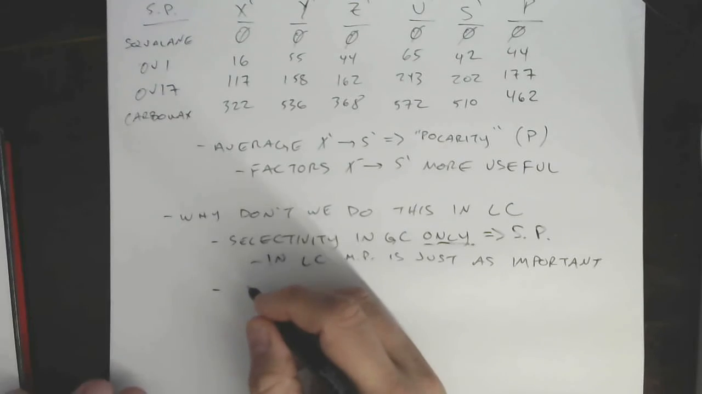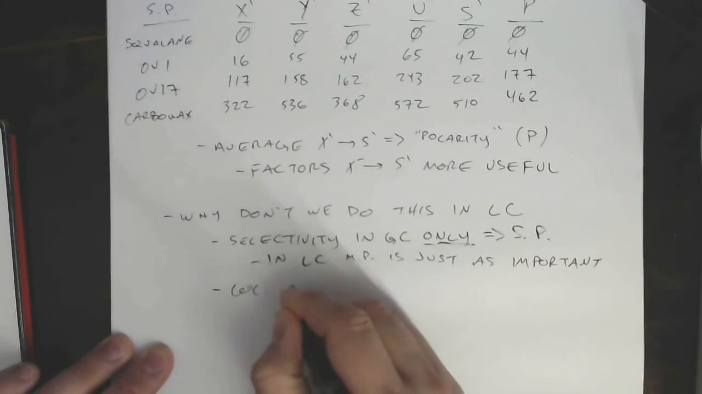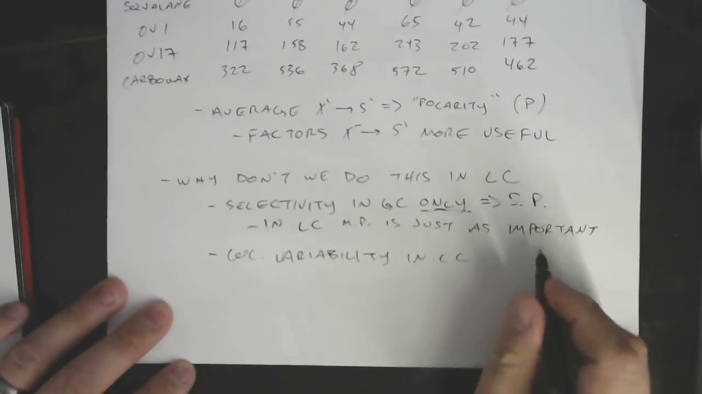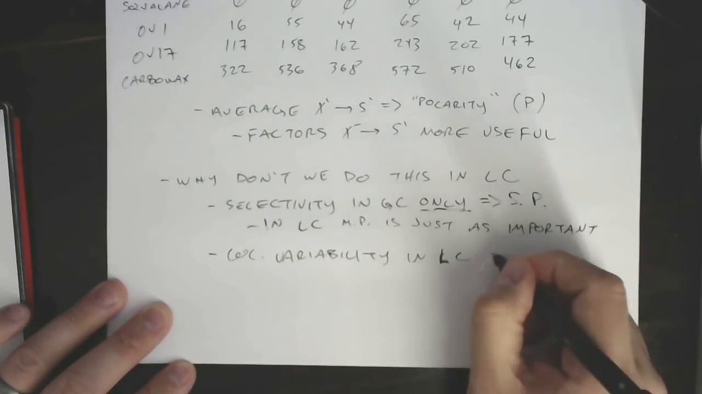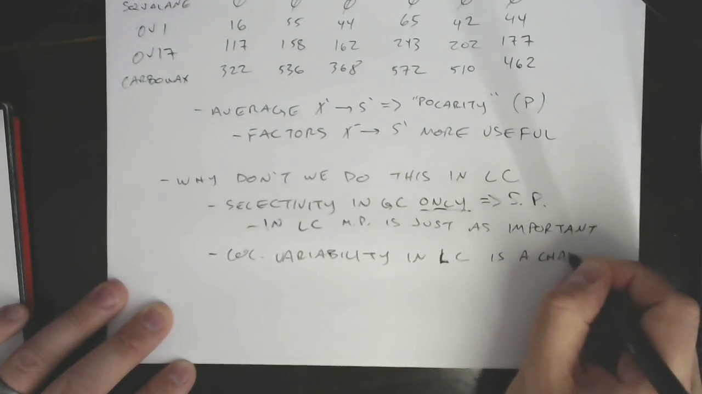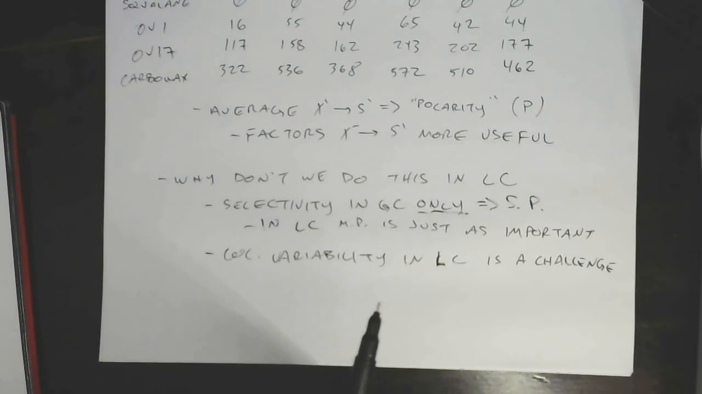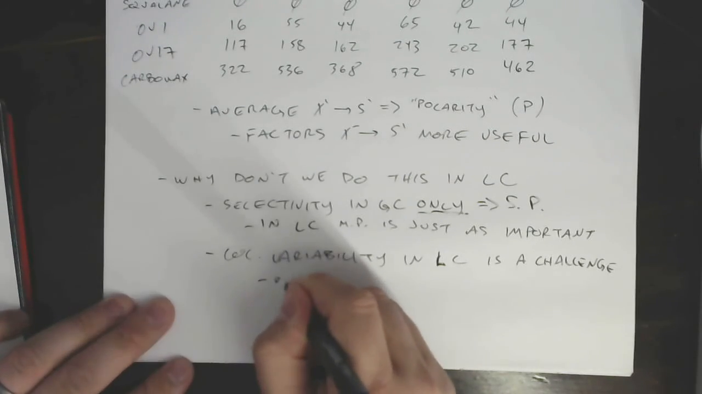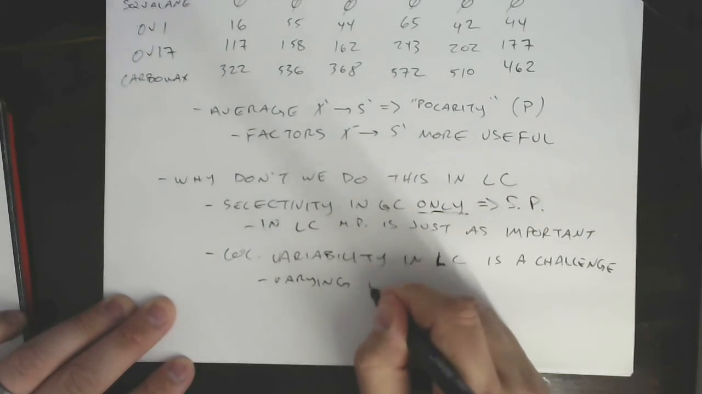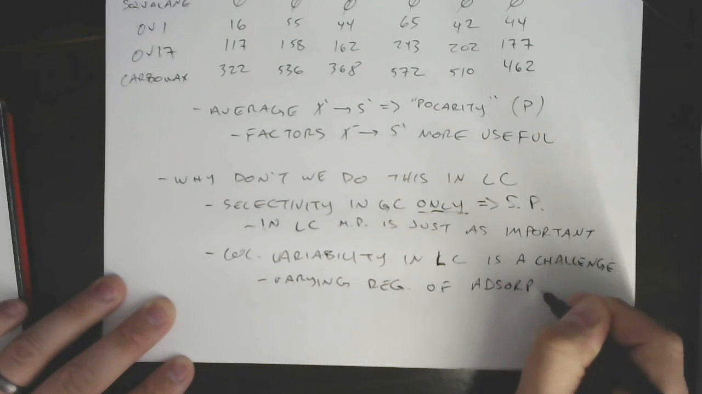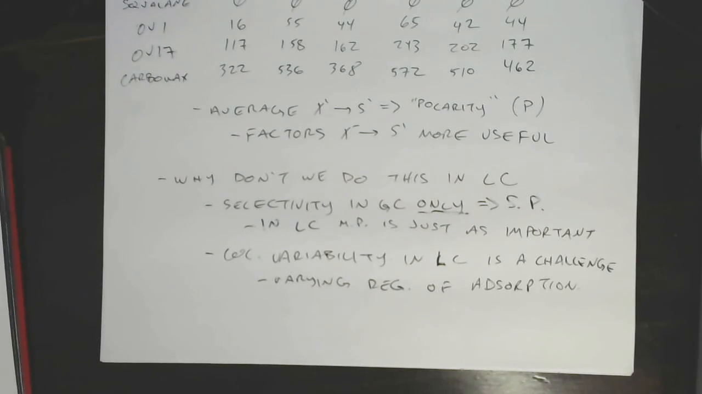The second is that column variability in LC, sorry, it looks like I'm saying GC, in LC is a challenge. So although you may have the same stationary phase chemistry between two columns, say for example, the yield in functionalizing those surfaces will be different from batch to batch or from manufacturer to manufacturer, and therefore you're going to get varying degrees of adsorption or non-specific interactions on the stationary phase.